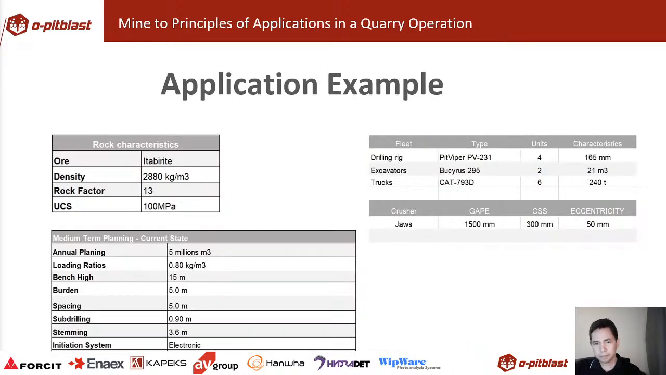Application example. As an application example, the information for a specific operation is used in the method mentioned before to determine the minimal global cost. So here we have some information about the rock characteristics, planning, fleet, and crusher. And all this is used as input in the stochastic model, and after several iterations a minimal global cost model is created.